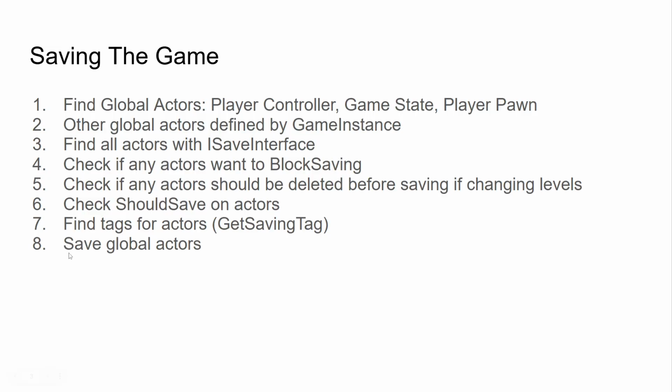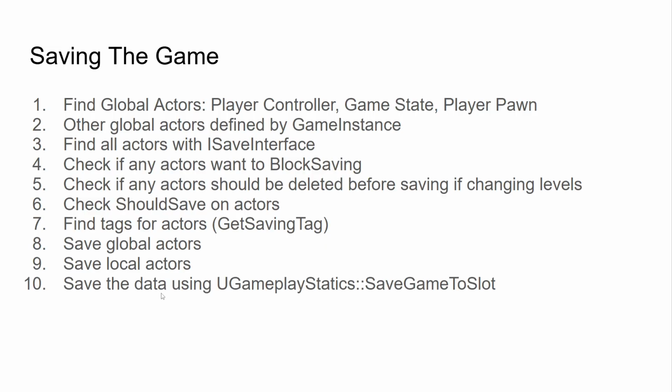Then it goes to the actual saving, so it saves all the global actors, meaning the player controller, game state, player pawn, and the player party, and then saves the local actors, meaning the actors specific to that map, with this interface. Then I actually save the data to a save game object using this function from gameplay statics. And that's the process of saving.